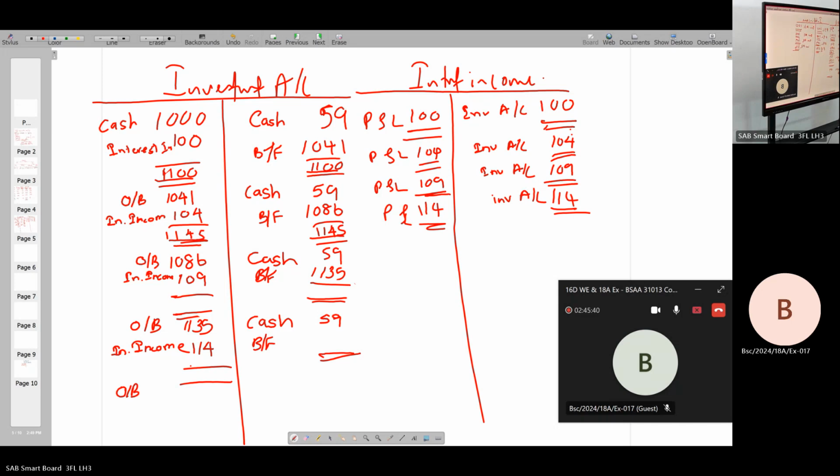Balance. 1,191. Right. Last year. Interest income: investment debit, interest income credit. 119.